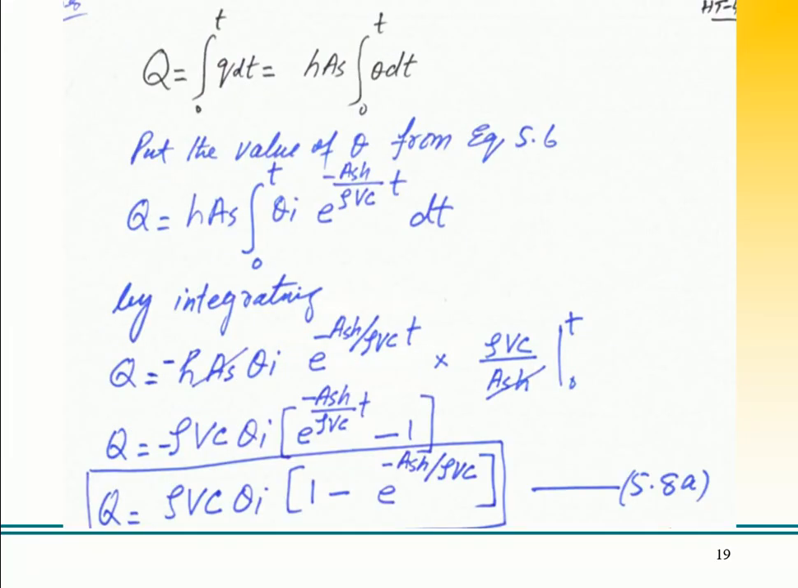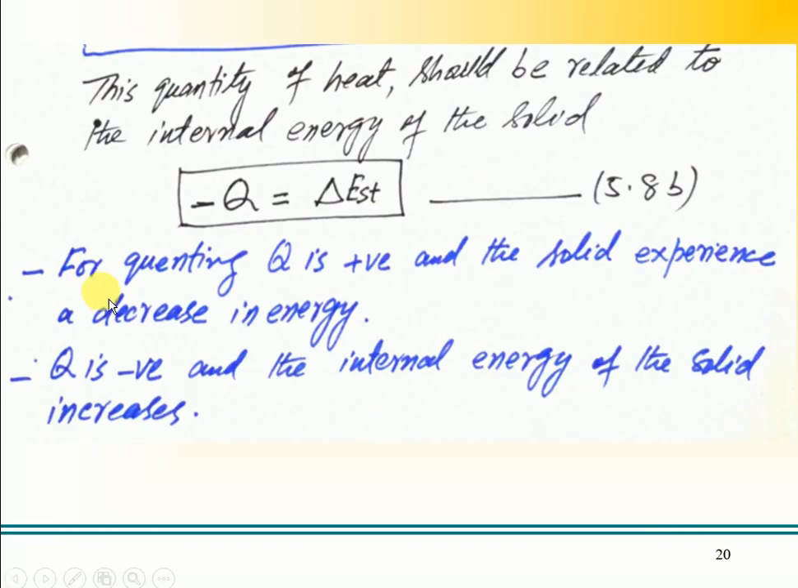So the quantity of heat should be related to the internal energy change of the solid. So minus Q is delta E_st. It means for quenching, Q is positive and the solid experiences a decrease in energy. When you are doing the quenching process, cooling, of course the solid experiences a decrease in energy, the energy contained within the solid because of the higher temperature. And Q is negative, and the internal energy of the solid, of course, increases.